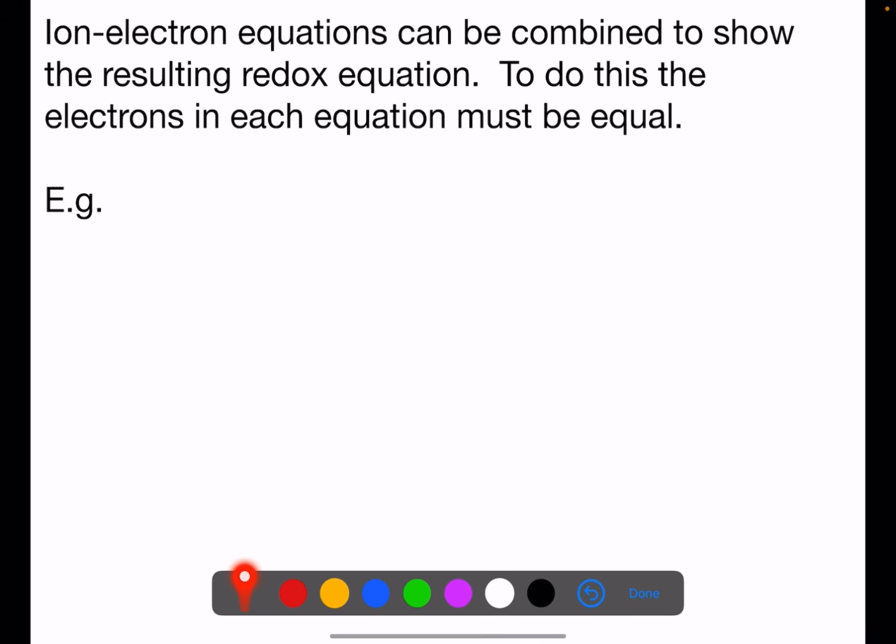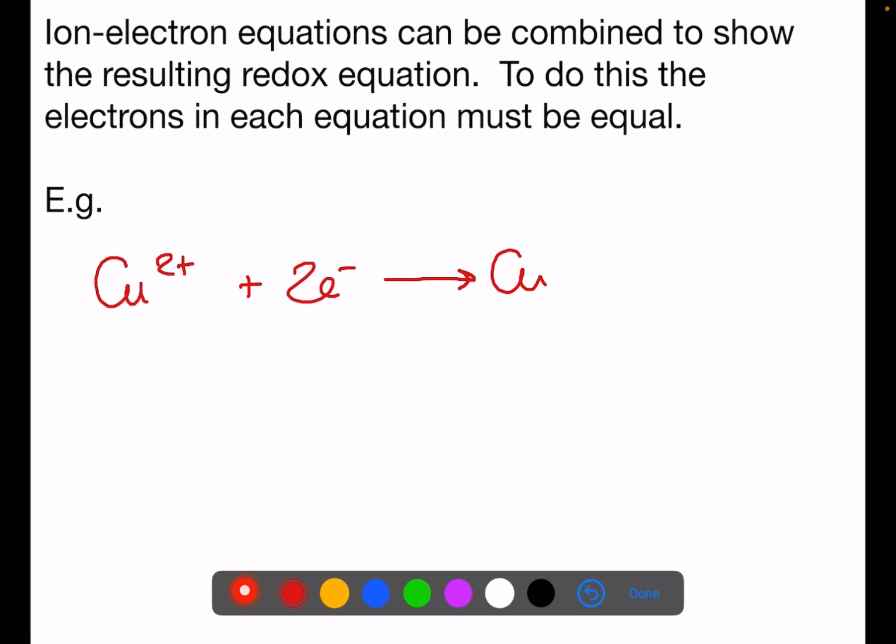Ion electron equations can be combined to show the resulting redox equation, but to do this, the electrons in each equation must be equal. Let's write out two equations. So here we have copper 2+ ions gaining 2 electrons to become copper.